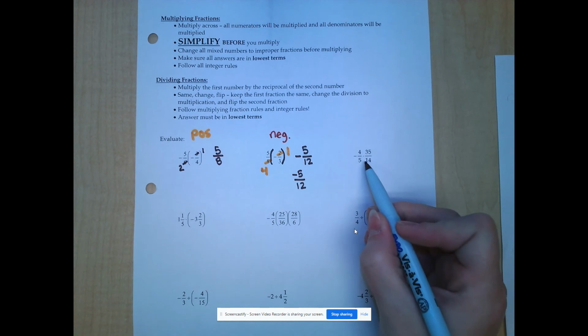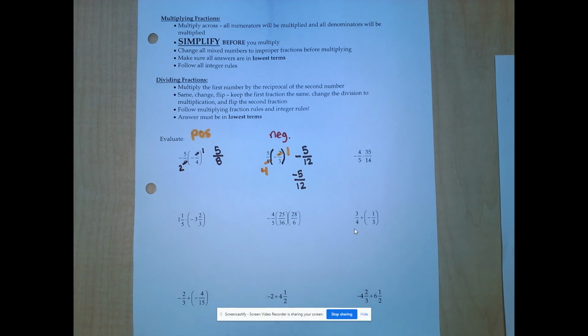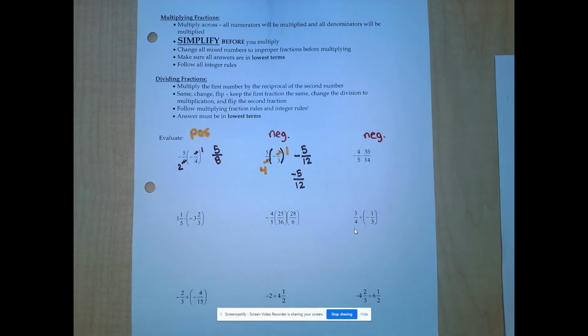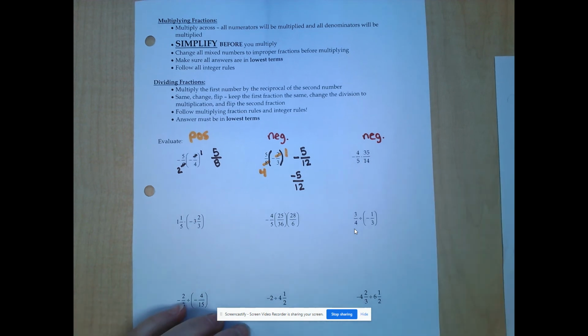Now here we've got the dot for multiplication. Negative 4/5 times 35/14. I can see that the signs are different. That tells me that the answer is going to be negative. And after I notice that, I start looking to see if there's any simplifying that I can do. And I notice that 5 and 35 are both divisible by 5.